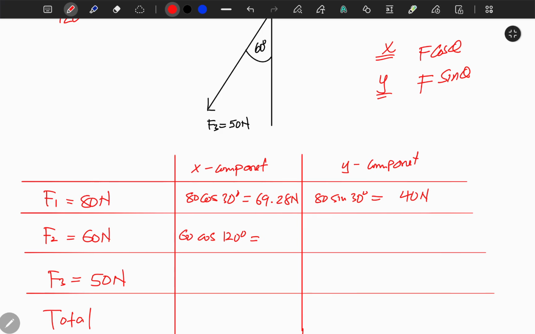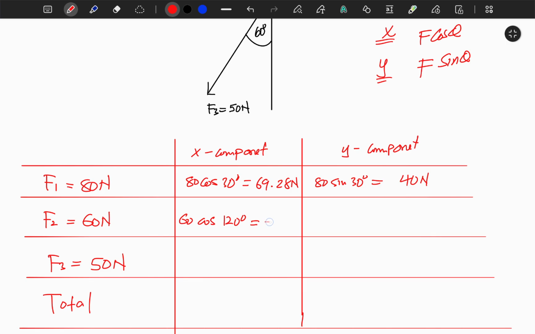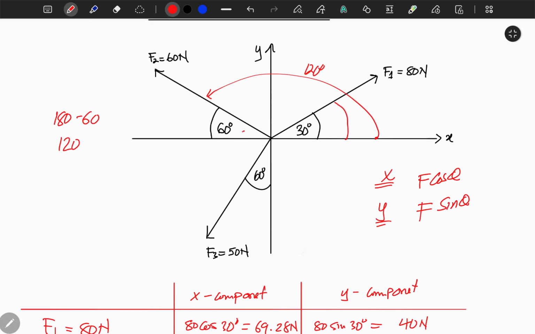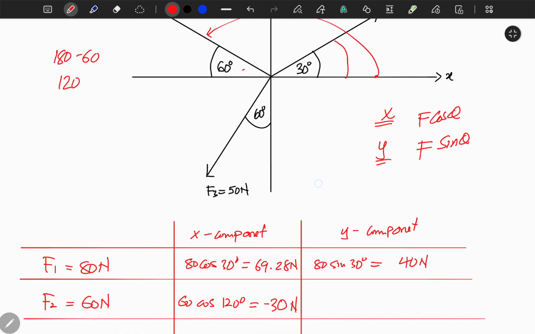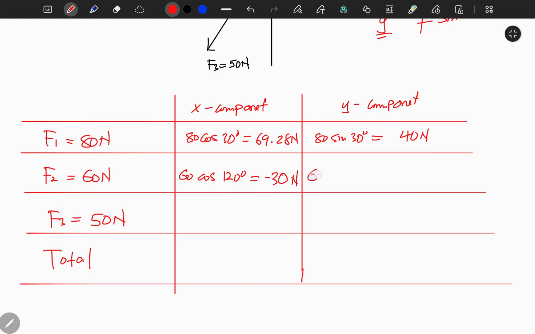Cos 120 times 60. I'm getting negative 30 newtons. It's fine. Then it will be 60 sin 120. And I'm getting 51.96 newtons.